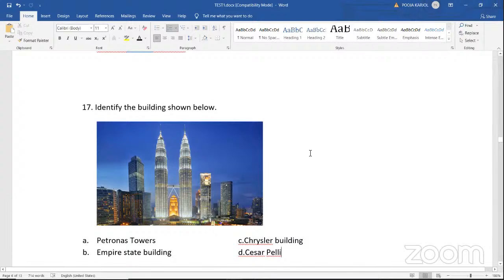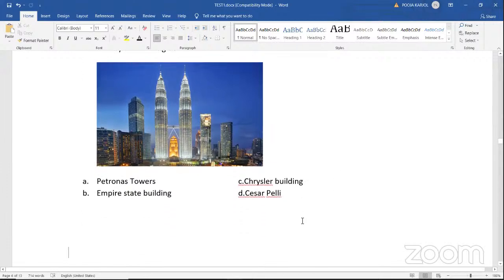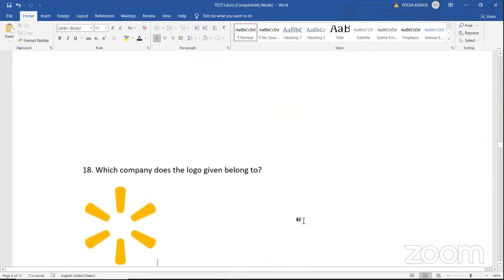What about this building? Petronas Tower. Yes, Petronas Tower is correct. Almost all of you got this answer. Now we are seeing the answers, but the remaining options, like the Chrysler Building, Empire State Building, Caesar Palace, we'll study them later. We'll see how they look.